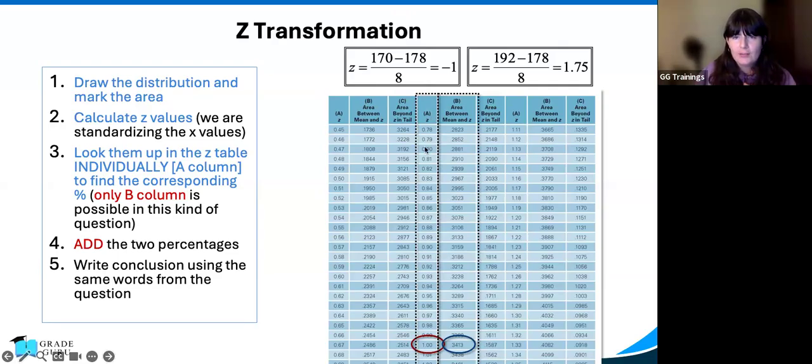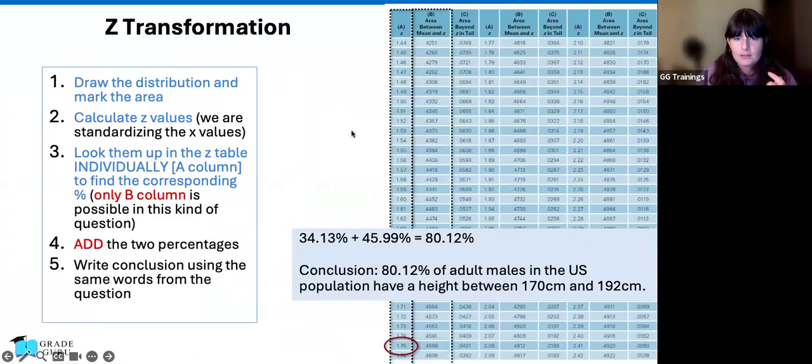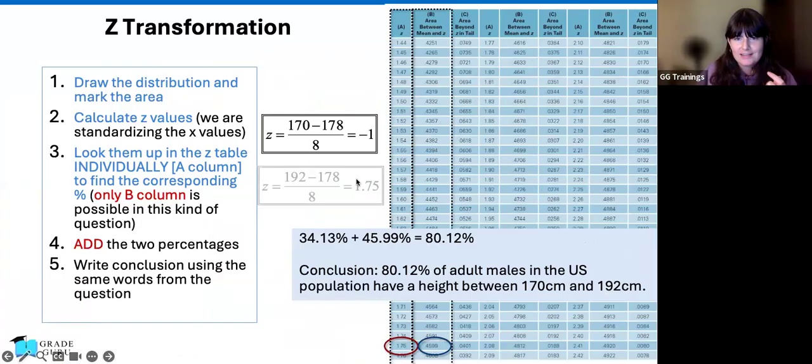Let's start there. We look in our A column until we find 1, which is there, and we pick B column. So the first one is 34.13%. Then for the second one, the second one is 1.75, so we find that down at the bottom, and that corresponds with 45.99%. Add those two together, and you get your total area.